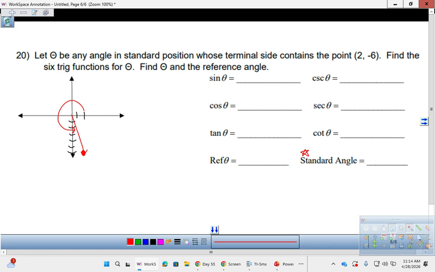Now, reference triangle. Because this is on the right-hand side, I need to use the right-hand x-axis. So I'm going to use this part. Whereas when we're in quadrants 2 and 3, we have to use the left-hand x-axis. And then I'm just dropping this straight down. This is my right triangle. That's called a reference triangle. The corner angle is called the reference angle. So this angle right here is what this is.